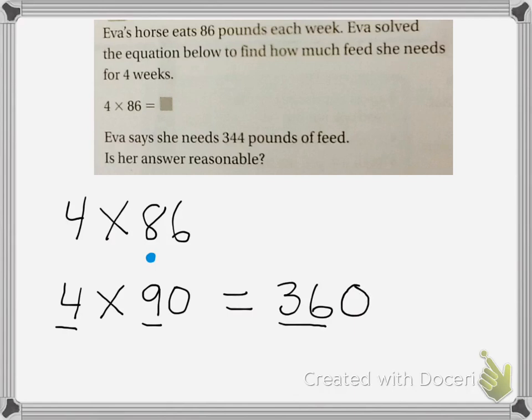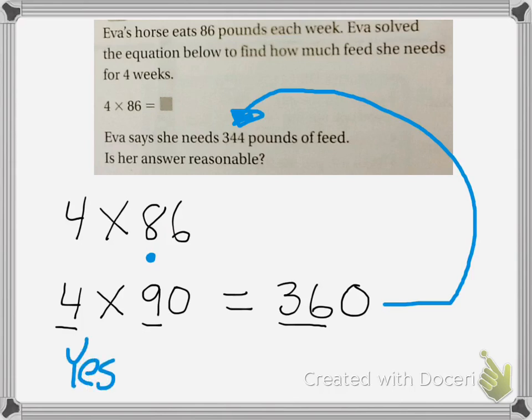Okay, let's see if I compare 360 to her answer of 344. Well, she didn't say 15,000. She didn't say 30,000. 360 is pretty close to 344. I would definitely say yes, her answer is reasonable.